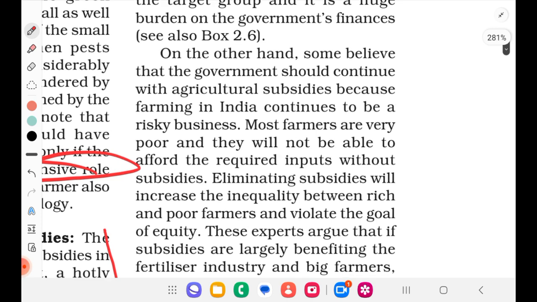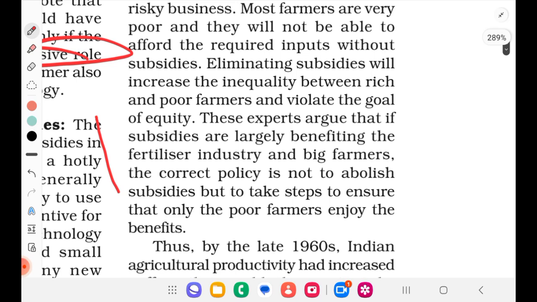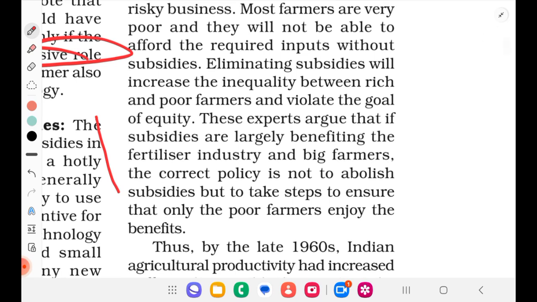On the other hand, some believe that the government should continue with agricultural subsidies because farming in India continues to be a risky business. Most farmers are very poor and they will not be able to afford the required input without subsidies. Eliminating subsidies will increase the inequality between rich and poor farmers and violate the goal of equity. These experts argue that if subsidies are largely benefiting the fertilizer industry and big farmers, the correct policy is not to abolish subsidies but to take steps to ensure that only the poor farmers enjoy the benefits.